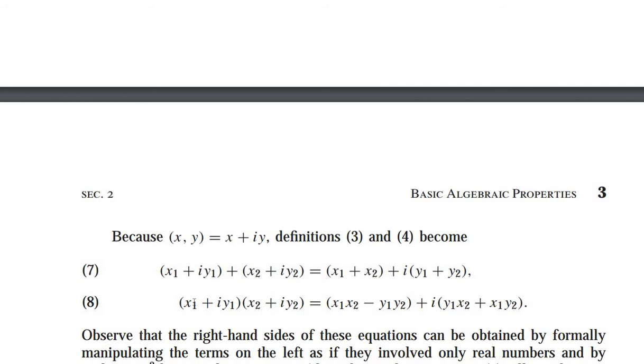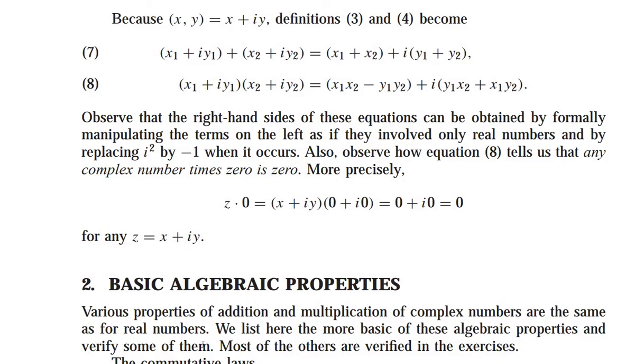Now we multiply the complex numbers, and we use the usual multiplication, and after collecting the common iota, we get this result. And when we multiply a complex number with 0, we get the result 0.